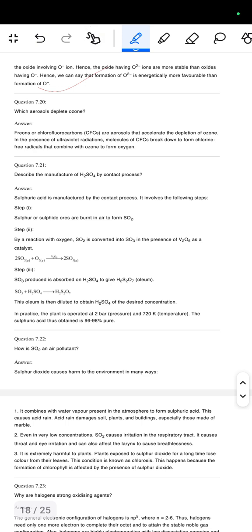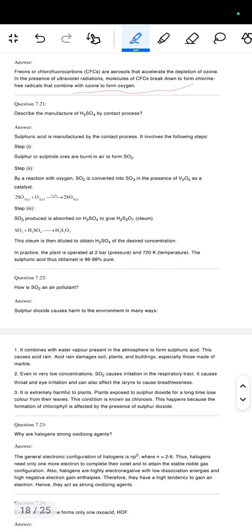फिर था which aerosol depletes ozone. तो freons, the chlorofluorocarbons, are aerosols that affect the depletion of ozone in the presence of ultraviolet radiation. Molecules of CFC break down to form chlorine free radicals that combine with ozone to form oxygen. फिर आता है describe the manufacture of H2SO4 by the contact process. तो sulfuric acid is manufactured by the contact process.